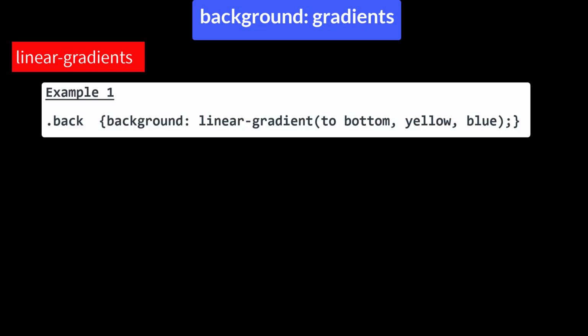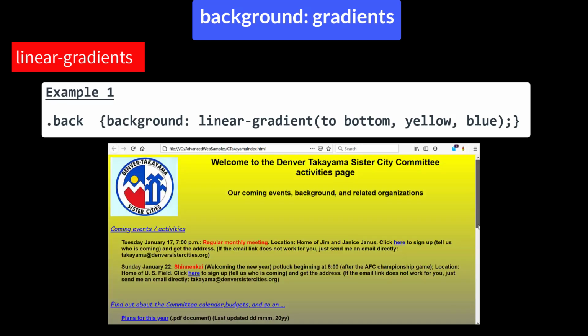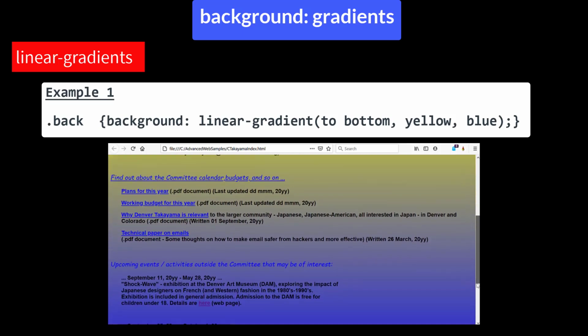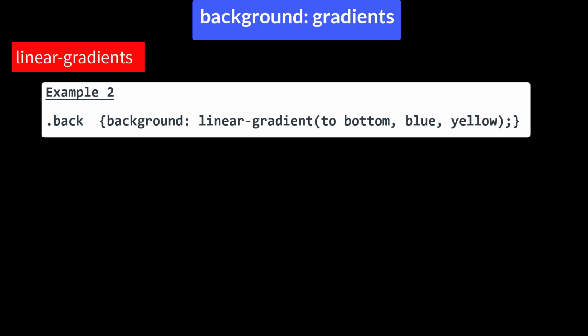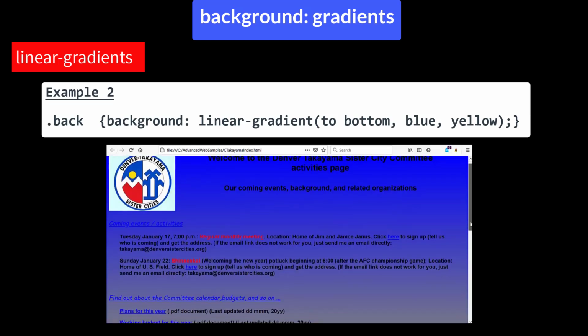Example 1: dot back, background: linear-gradient(to bottom, yellow, blue); And if we use this in our Takayama page, it looks like this. Example 2: of course, if you reverse the blue and the yellow, that is background linear-gradient(to bottom, blue, yellow), you would see this, not unexpected.